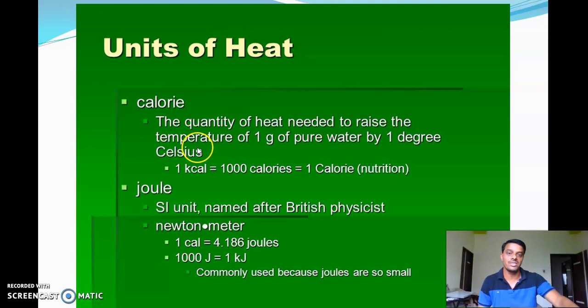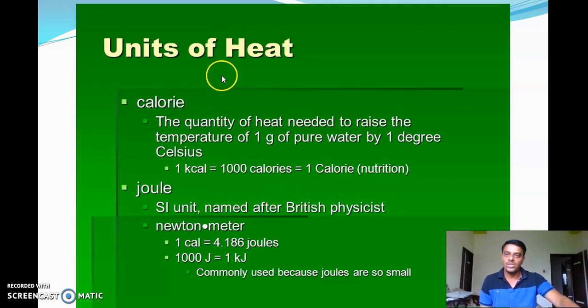Okay, let us try to understand. To increase the temperature of 1 ml of pure water by 1 degree centigrade, how much quantity of heat needs to be provided to that water? That is nothing but the calorie. And as we know, 1 kilocalorie is equal to 1000 calories, where kilo stands for 1000.